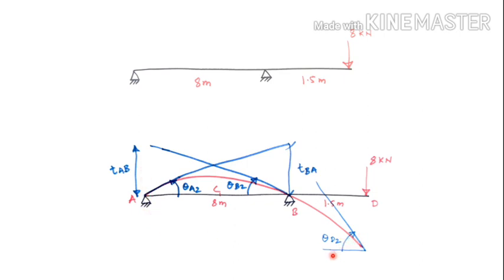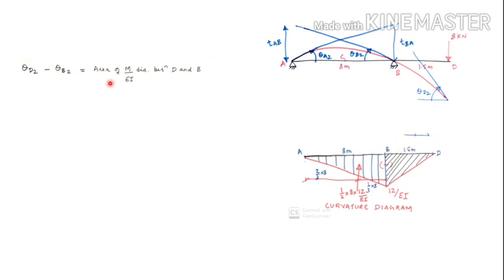So we are required to find theta D2. Already we know the value of theta D1. So we will calculate the value of theta D2 by using moment area method, theorem number 1. Before using that theorem, you have to define 2 points, because it gives the change of slope between the 2 points. I am defining 2 points B and D. The theorem states that the change of slope between the 2 points B and D is equal to the area of the M by EI diagram between D and B.